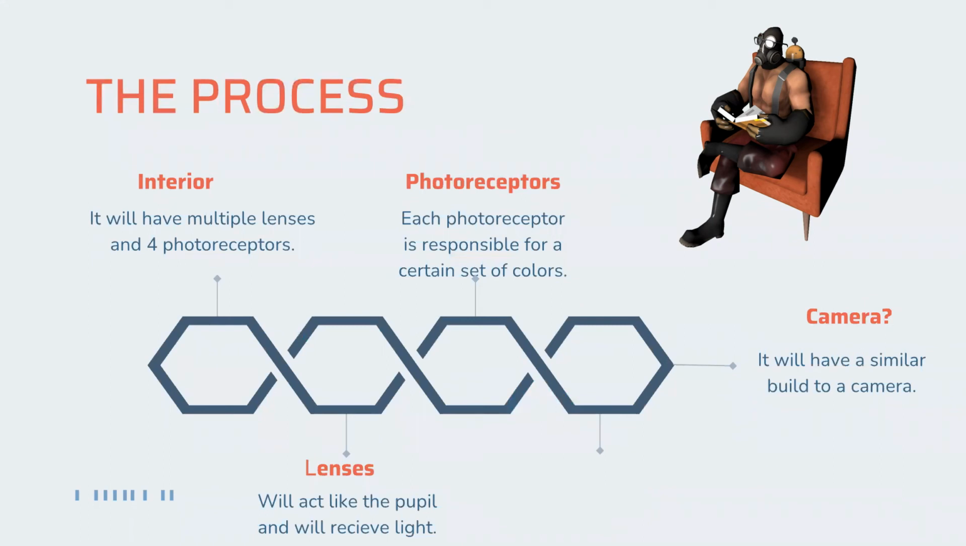So now we move on to the process of creating our product. First of all, our interior would contain multiple lenses like what a camera would have, and then it would have 4 photoreceptors. Why 4 exactly? It's to mimic both the cameras and the eyes. So 1 photoreceptor for each color. For example, one would be responsible for the red color, one for the blue, and one for the green, and last but not least for the grayscale or the black and white. And the lenses that we'll have will act like the pupil and they will receive the light.